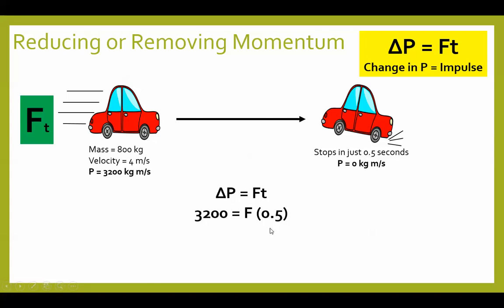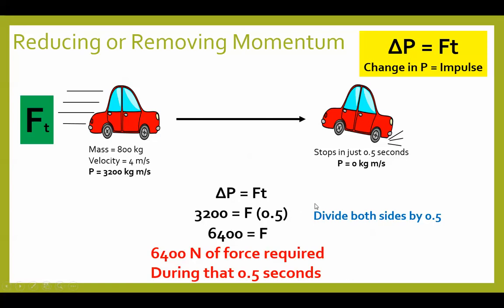Now all we've got to do is divide both sides by a half so that we get F by itself. And this, I often see people multiply by a half. That's not correct at all. If we're going to divide both sides by a half, we end up getting 6,400 newtons of force. So if you think about this, here's what it means. In order to stop this car in just a half second, for that entire half second, every bit of it, you would have had to push this hard in order to make the car come to a stop.